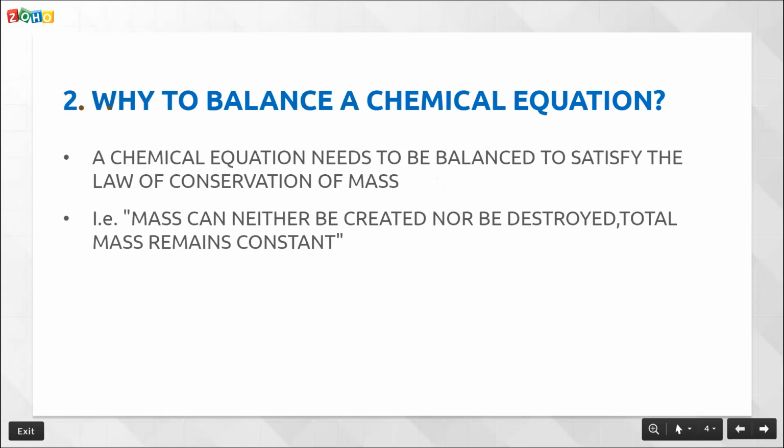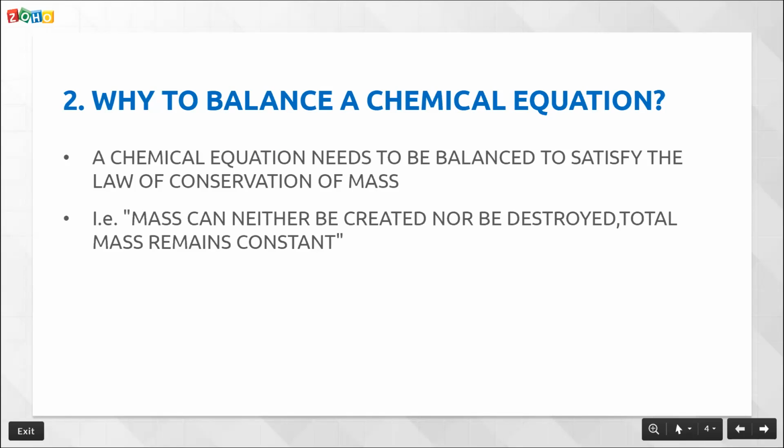Now, after a chemical equation has been written, it is needed to balance a chemical equation. So, why is the balancing needed? A chemical equation is needed to be balanced in order to satisfy the law of conservation of mass. And this law of conservation of mass states that mass can neither be created nor be destroyed. That means the total mass always remains constant.